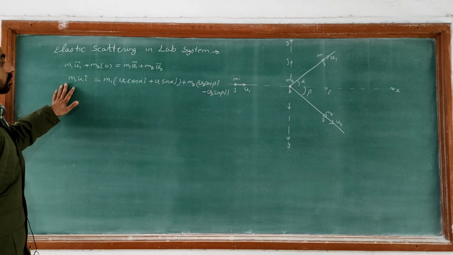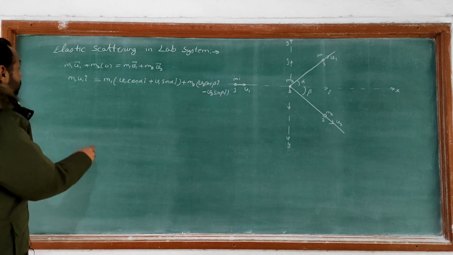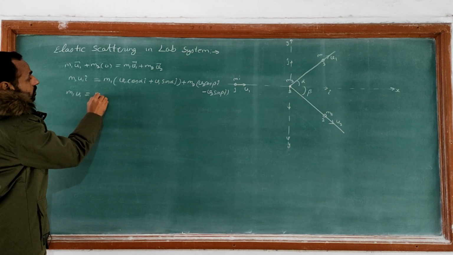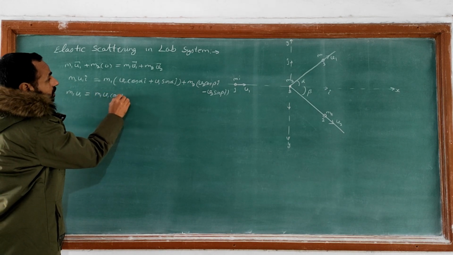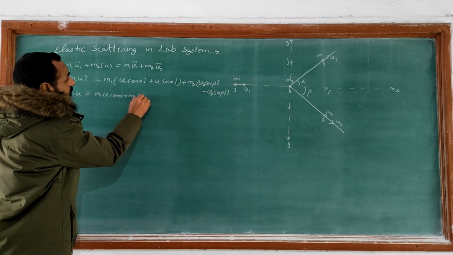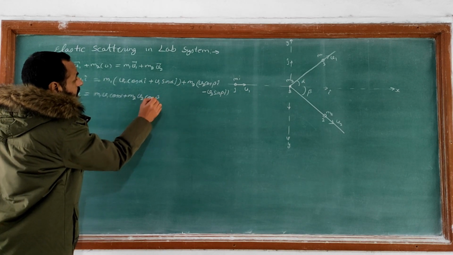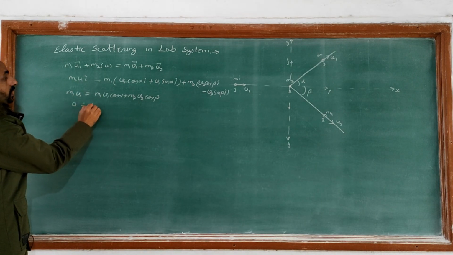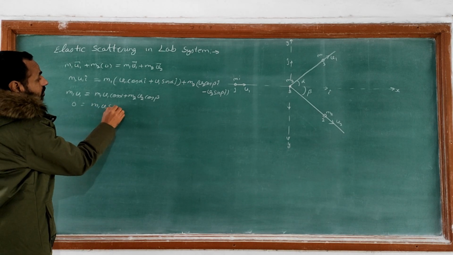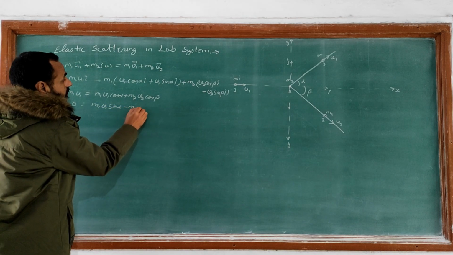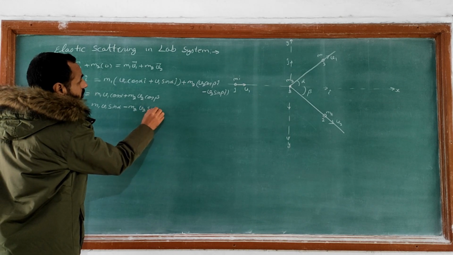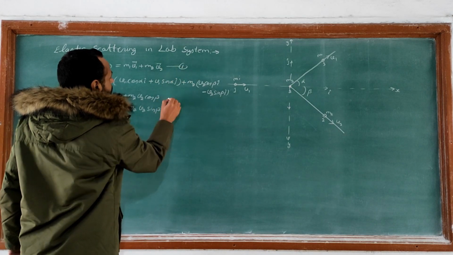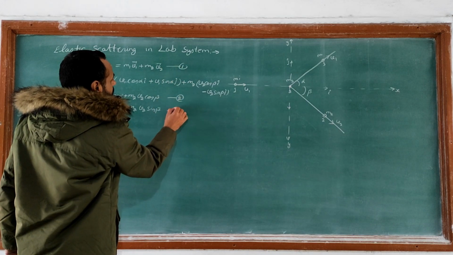So by comparing the components of i cap and j cap on both sides, from the i cap component we have m1 u1 is equal to m1 v1 cos alpha plus m2 v2 cos beta, and from the j cap component we have 0 is equal to m1 v1 sin alpha minus m2 v2 sin beta. Let these be equation numbers 1, 2 and 3.